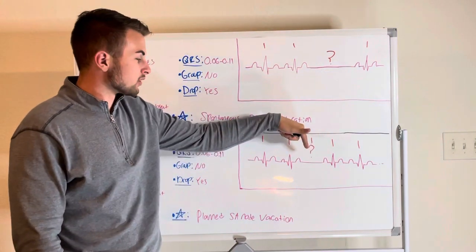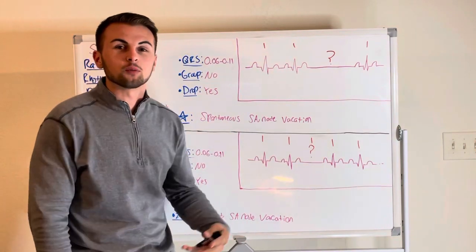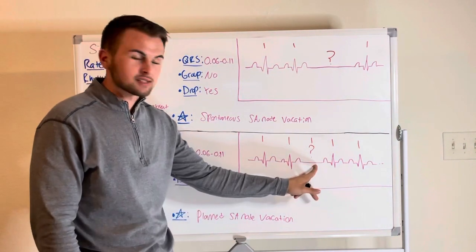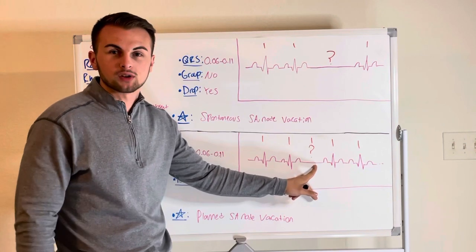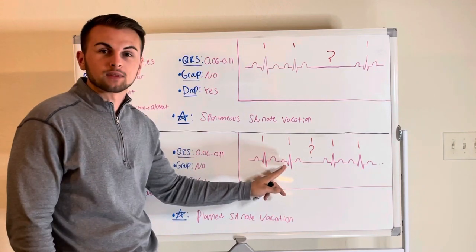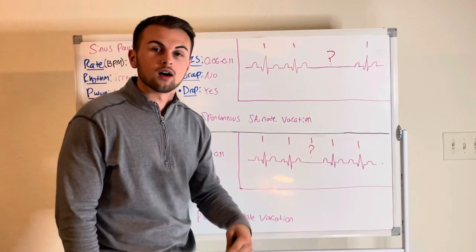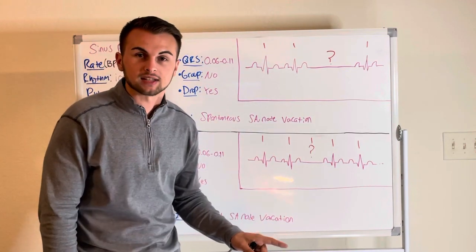But during the SA block, the rate will vary. The rhythm will be regular, except for that pesky predictable beat drop. If this were not there, this would be normal sinus rhythm. But it's a predictable beat drop. The P waves are present, and the PR interval is normal, except for the beat drop, of course. It's between 0.12 and 0.2 seconds.